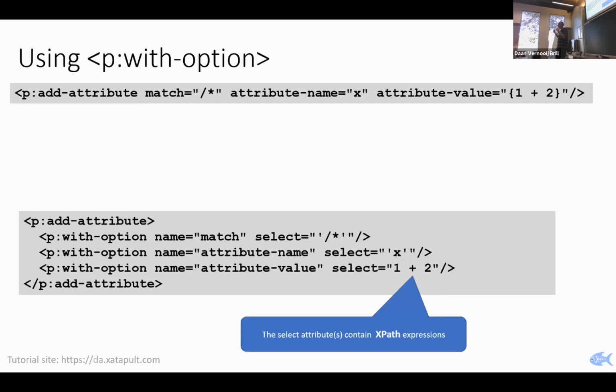The select attribute of p with option is an XPath statement, so you have to be aware of that, because, for instance, if the attribute name should now be passed in as a string between single quotes inside the double quotes, or the other way around. But what happens here? This might look very weird, because we pass in an XPath expression as a string.